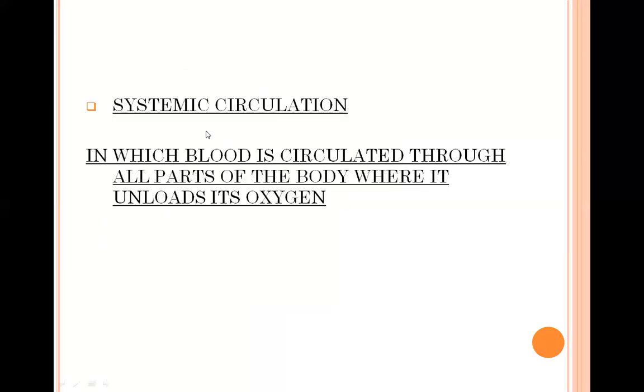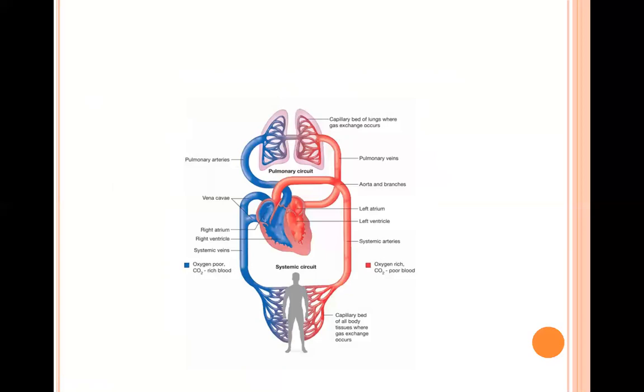The second part of the circulation is systemic circulation, in which blood is circulated throughout all parts of the body where it unloads its oxygen. What does it mean? Once the heart gets back its oxygenated blood, it pumps with a stronger force to all parts of the body. This part of the heart pumping is called systemic circulation. Let's see it in the picture.